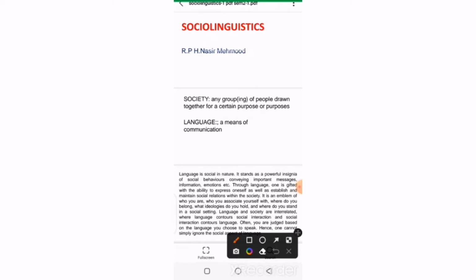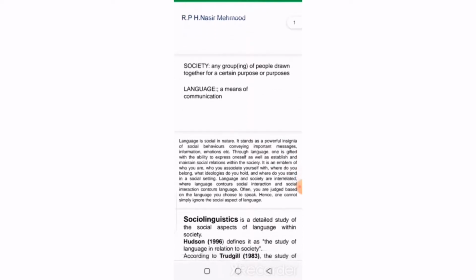What is sociolinguistics? It is clear from the name that sociolinguistics is a composition of two different words. First one is socio and second one is linguistics. What is socio? Socio is about society and linguistics is the scientific study of any language. And society is a group of people living together or drawn together for a certain purpose or purposes. And language is a means of communication.